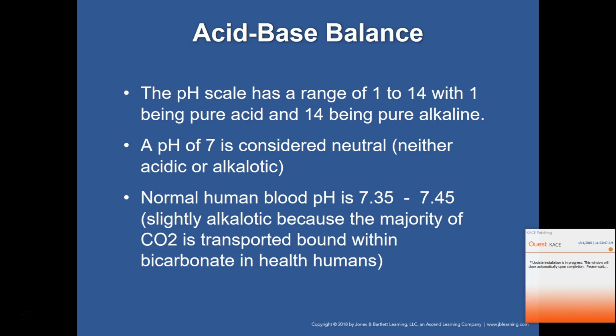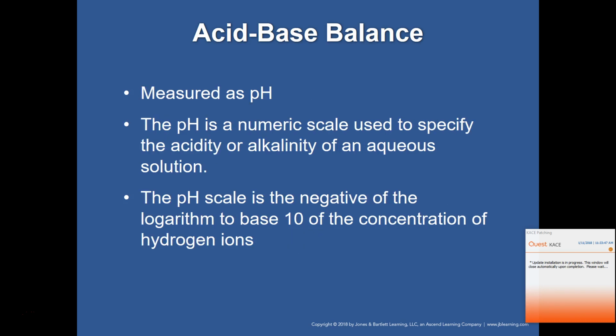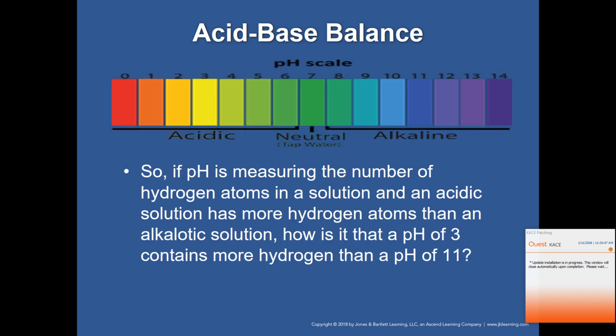But what most people find odd is that a number below 7.35 actually has more hydrogen ions than 7.45. How is it that the number is getting bigger, but it has less hydrogen, and the number getting smaller has more hydrogen? That's usually the confusion with that. All right, so there's that scale.